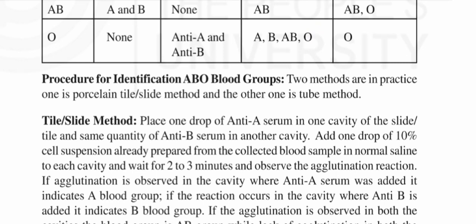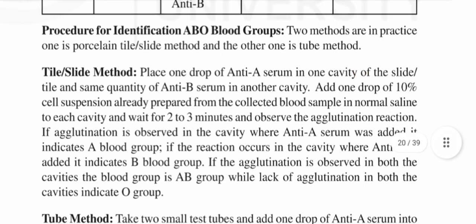If agglutination is observed in the cavity where anti-A serum was added, it indicates A blood group. If the reaction occurs in the cavity where anti-B is added, it indicates B blood group. If agglutination is observed in both the cavities, the blood group is AB group, while lack of agglutination in both the cavities indicates O group.